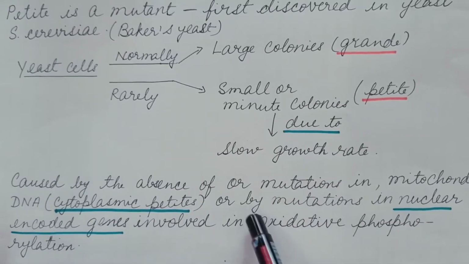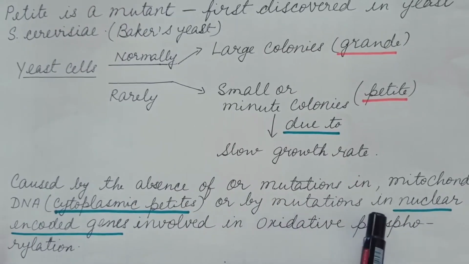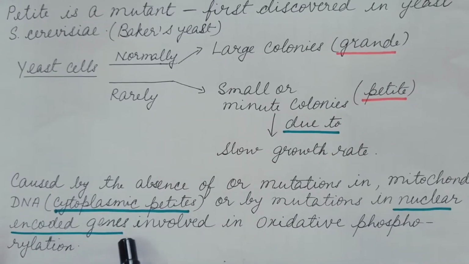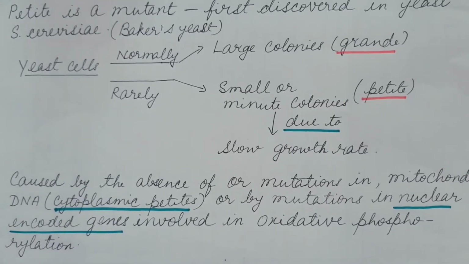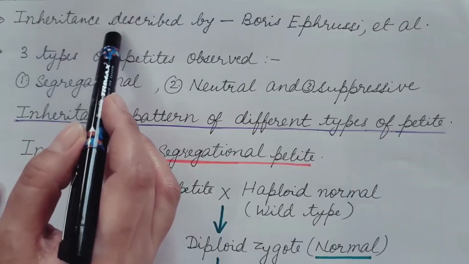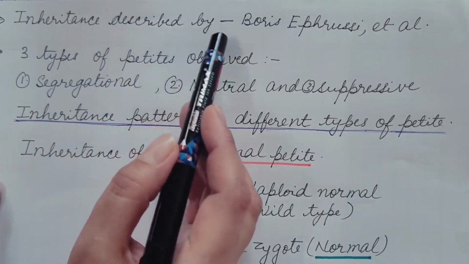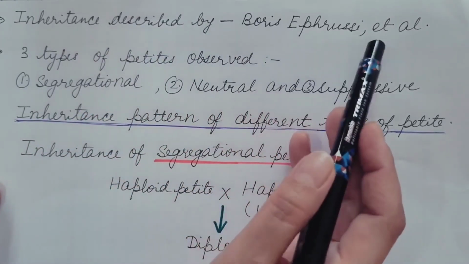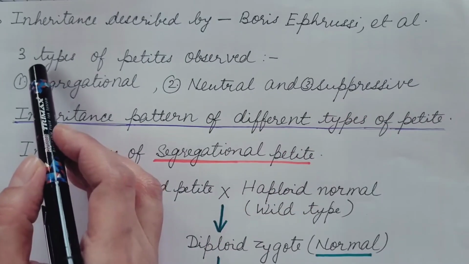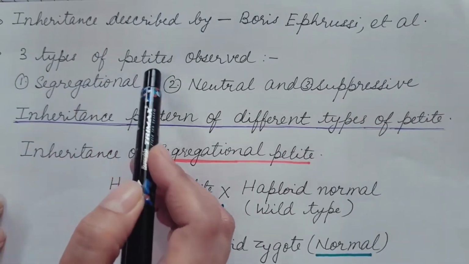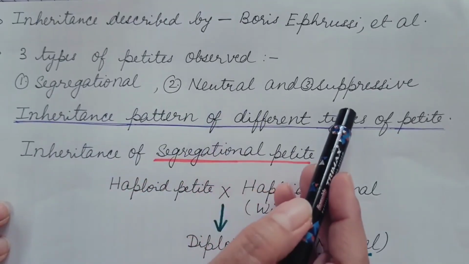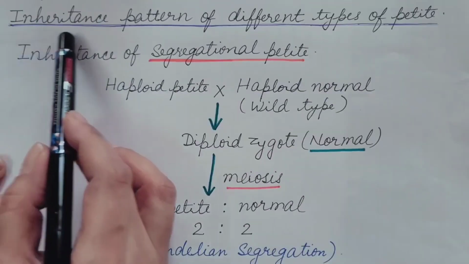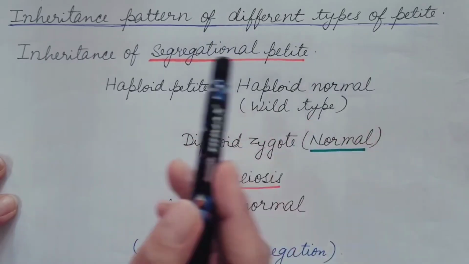There are also certain peptides which result from mutations in nuclear encoded genes, which are involved in the oxidative phosphorylation. Hence, these are not cytoplasmic peptides. Inheritance of these peptides was described by Boris Efrasi et al. What he observed is that there are three types of the peptides: segregational peptide, neutral peptide, and suppressive peptide. Let us see their inheritance pattern one by one.